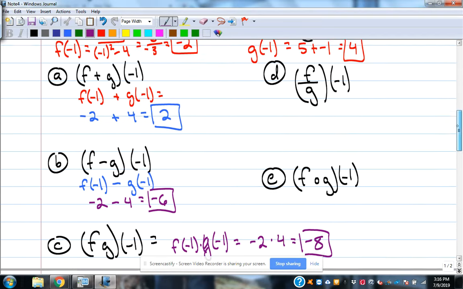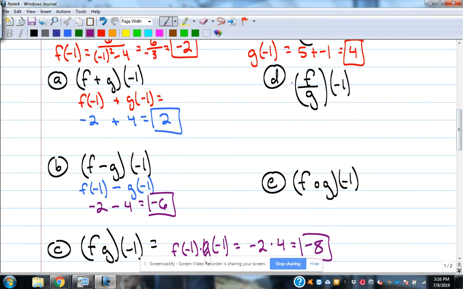And then (f divided by g) of -1. Again, we're taking -2 divided by 4. Reduce that, and we get -1/2 as a value.